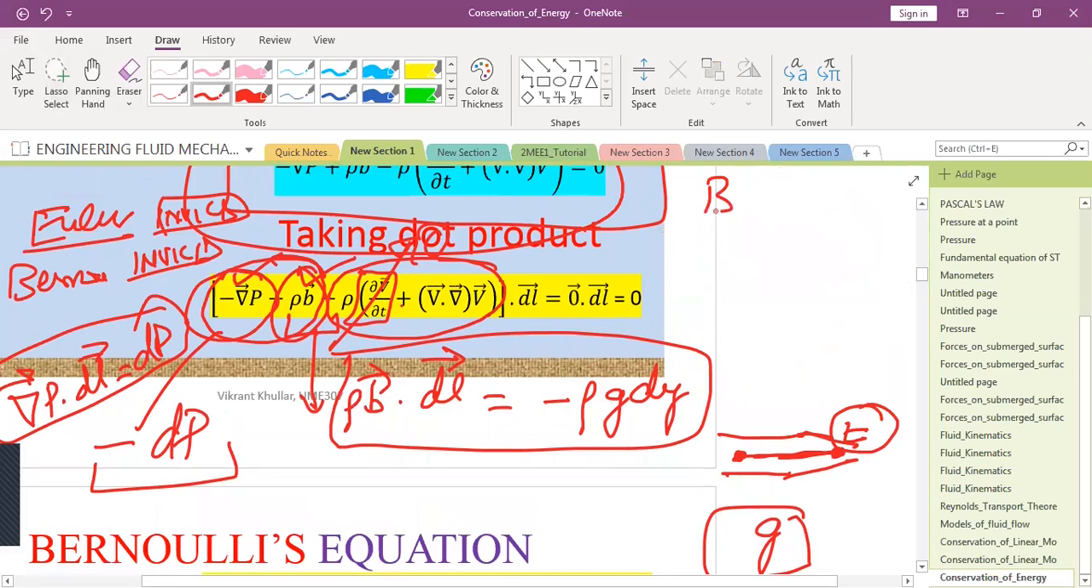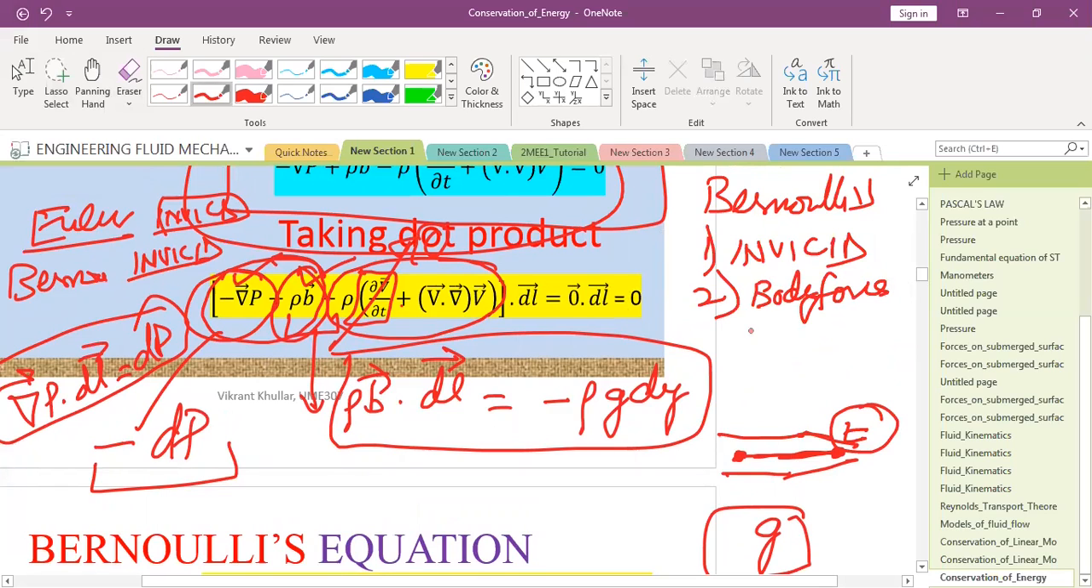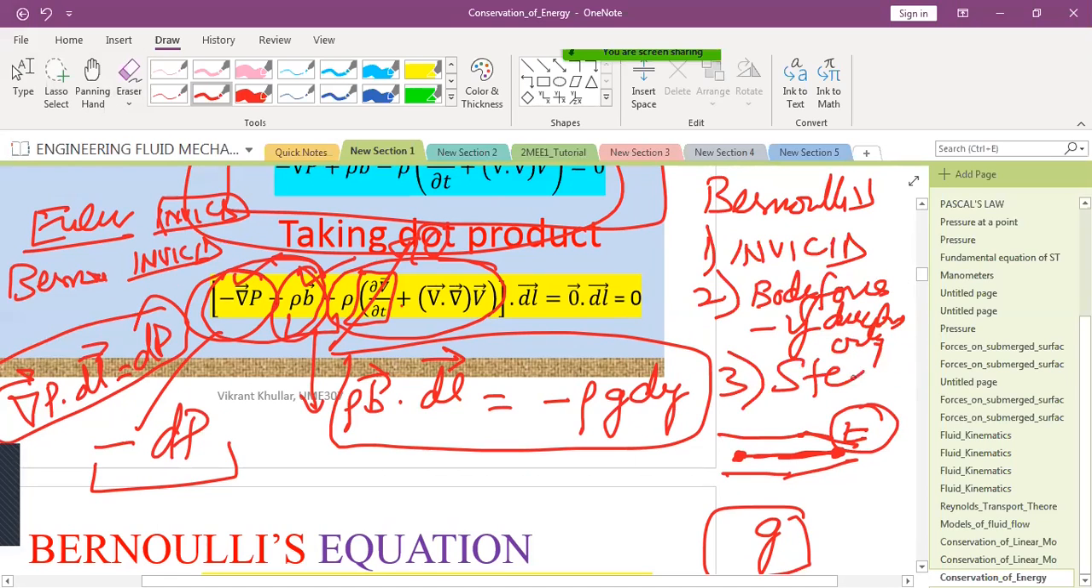So I write down here Bernoulli's equation. So what is the first assumption? Inviscid. What is the second assumption? Body force in negative y direction only. What is the third assumption? Steady state from Eulerian frame of reference. Any doubts to anyone?